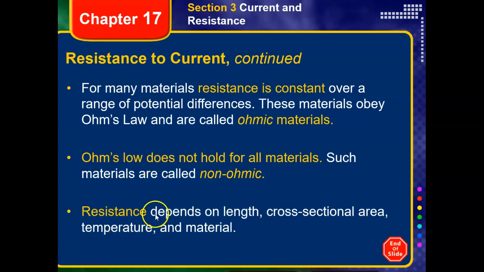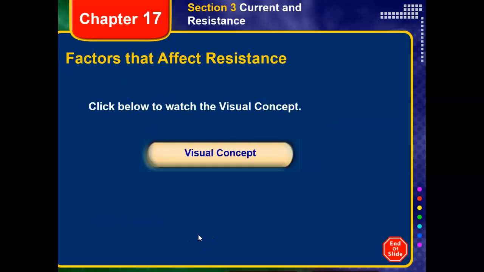And the resistance of a material depends on multiple things. Depends on how long the object is. Depends on how wide it is, the cross-section area, how hot it is, and really actually the overall composition of the material. Okay, we're going to watch another quick little video clip here.